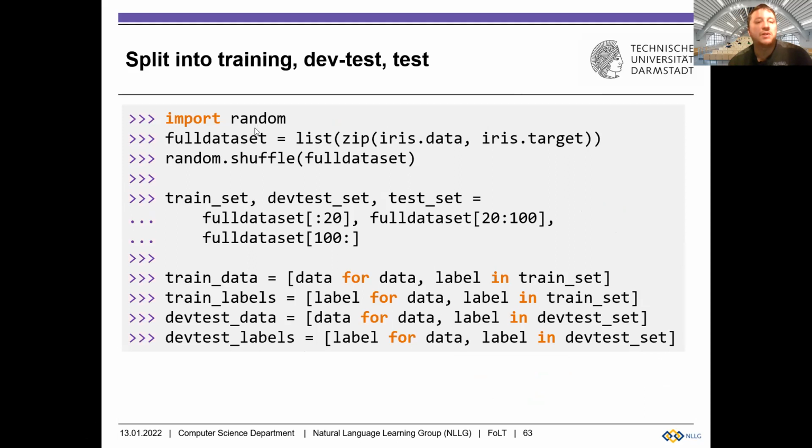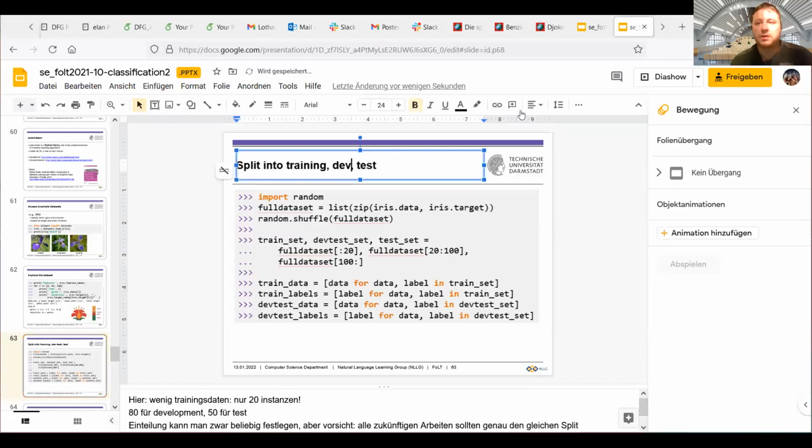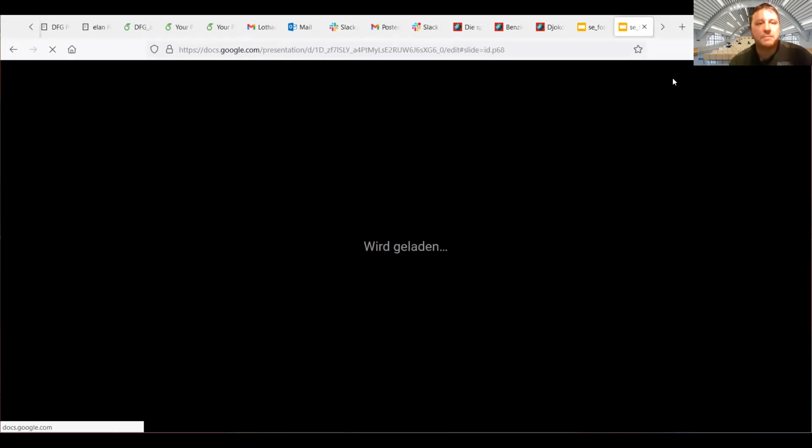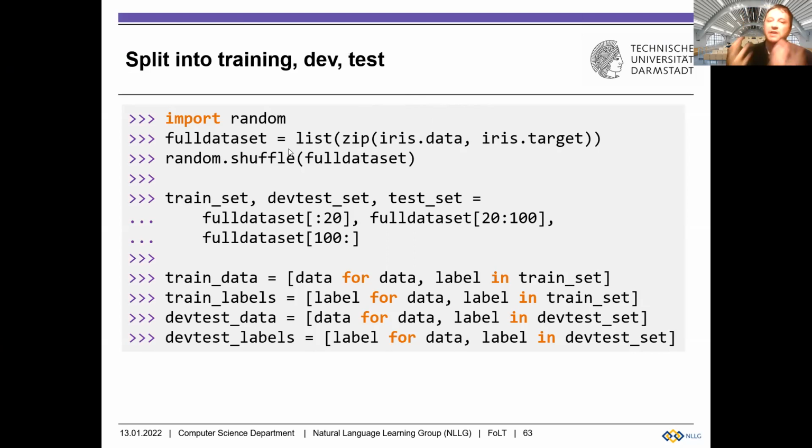Then we would split our data into train, dev, and test. And let me also just rewrite this here. So we would take the iris data sets together with the iris labels. We're going to merge that, make a list out of it, and shuffle the data set. As we said, we need to take that randomly. Take the first 20 points as the training set, 80 points as the dev set, and the rest as the test set.